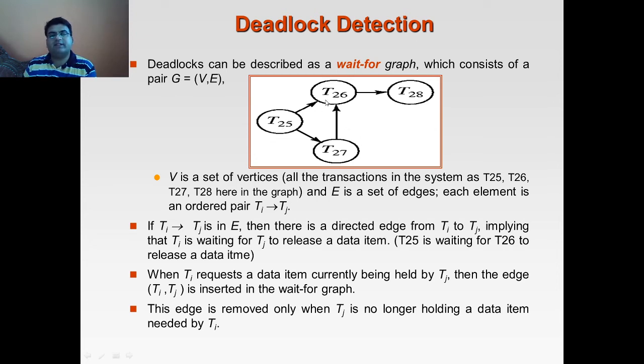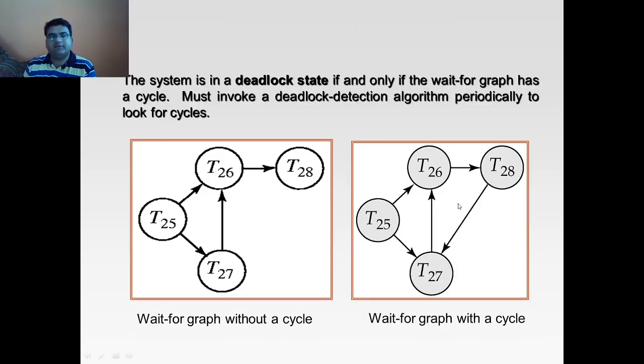So now since it's a graph, there is a possibility of a cycle also. So deadlock detection would be done based on whether the graph has a cycle or not. The system is in a deadlock state if and only if the wait-for graph has a cycle, and a cycle can be easily detected by the available graph methods for cycle detection. So if a cycle is detected, it means there is a deadlock. So check this wait-for graph without a cycle.